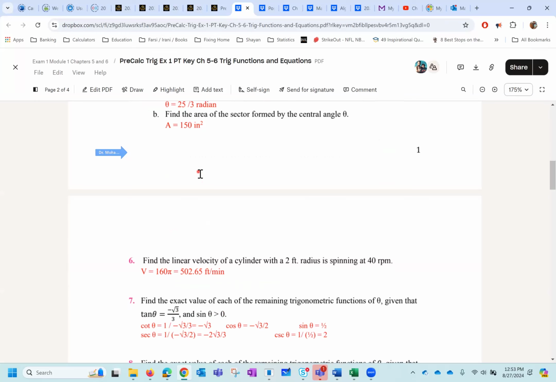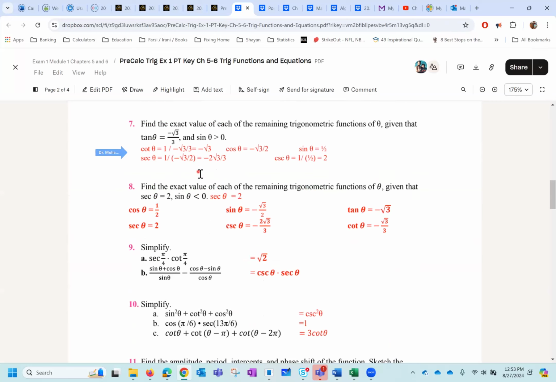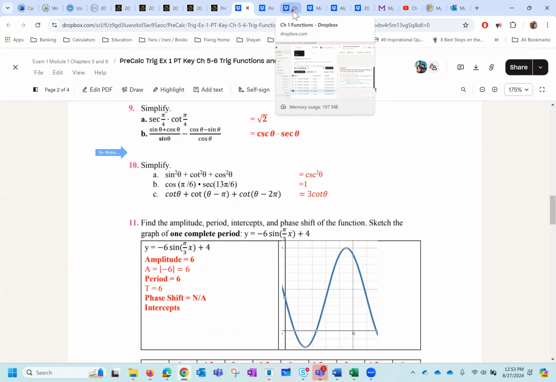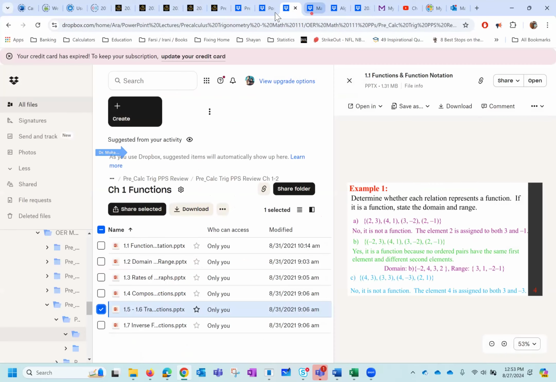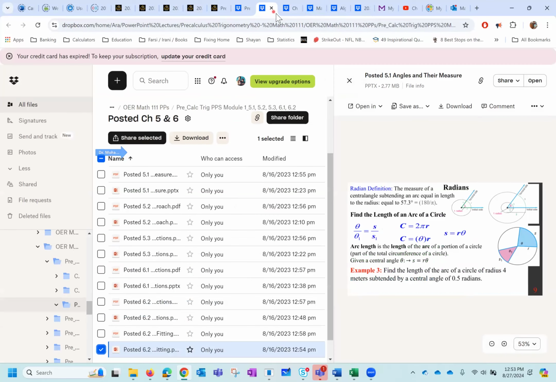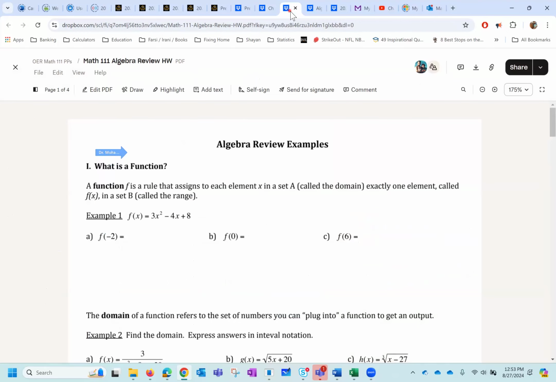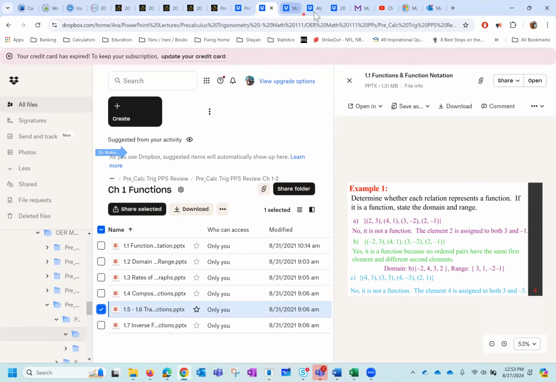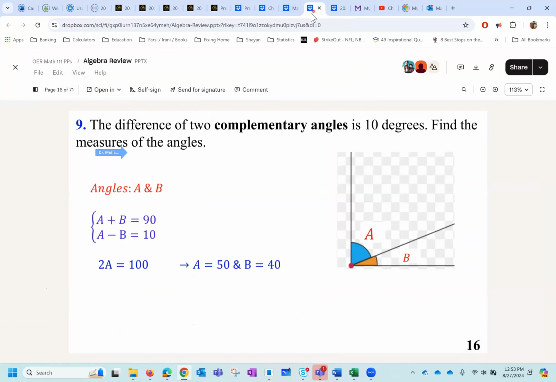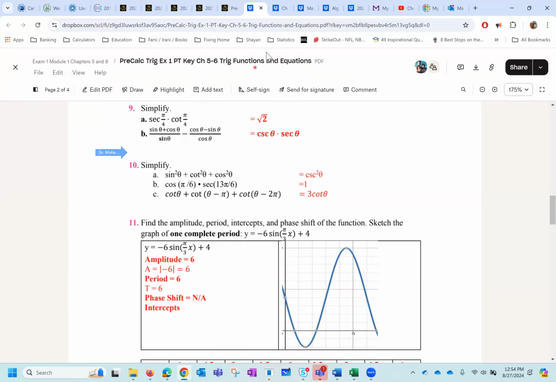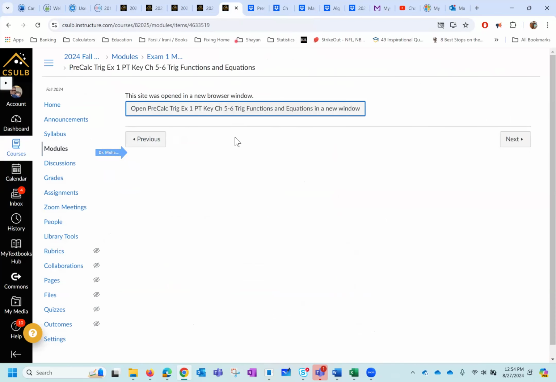So after you do that, you consult the key, make sure you have it right. Here's the practice test. That was the algebra review. I think I probably closed it up. Yeah, these are the prereqs. Okay, that's fine. Okay, so we have the practice test. We have the keys to the practice test.